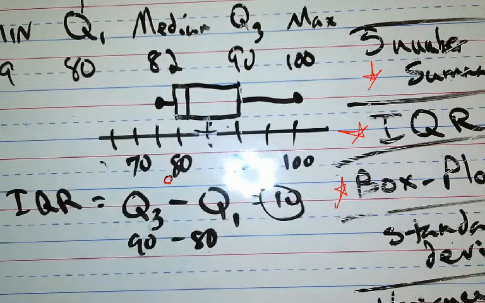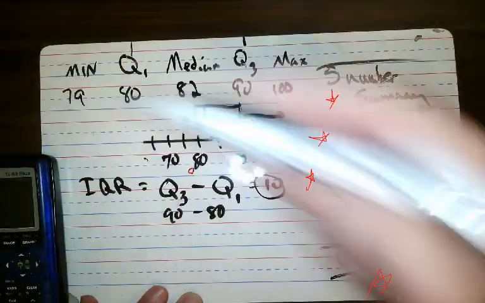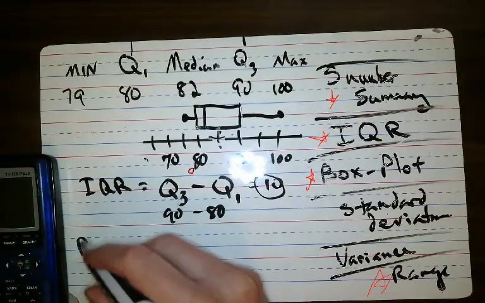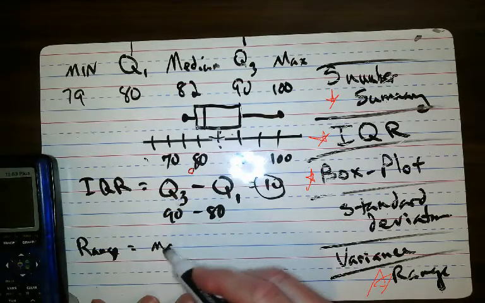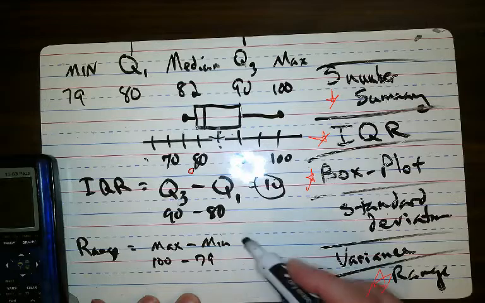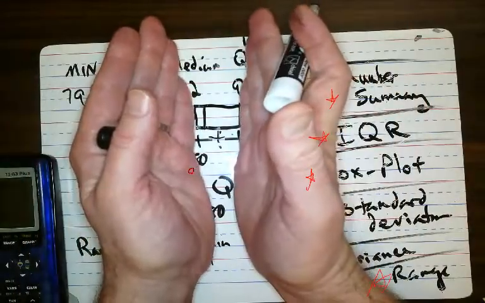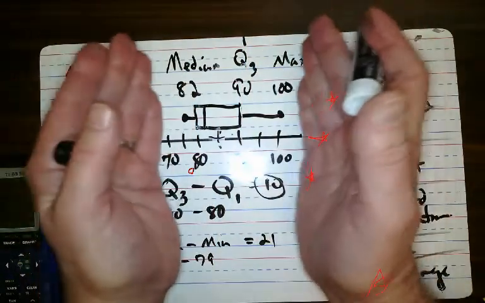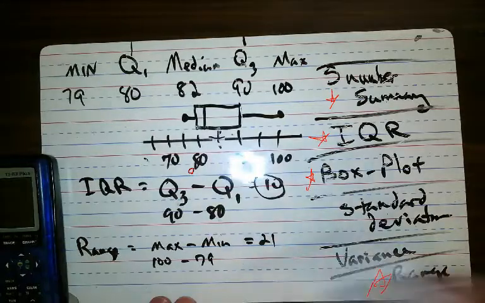Now the range down here, the range is the distance from the max to the min. So don't get those confused, because the range goes from the max to the min, right? So that's 100 minus 79, which is 21, right? So the IQR is between the two edges of the box, and the range is between the top and bottom dots. That's what we're dealing with.